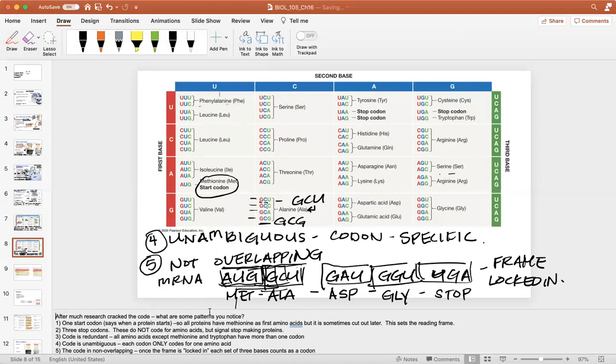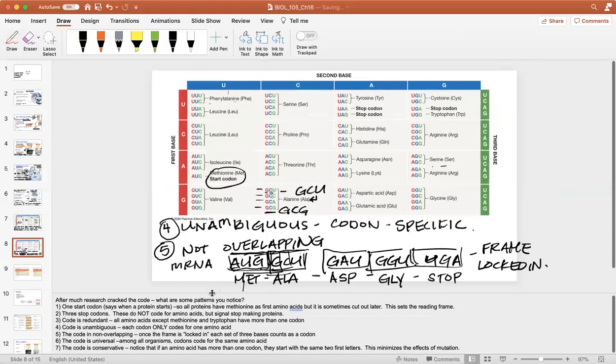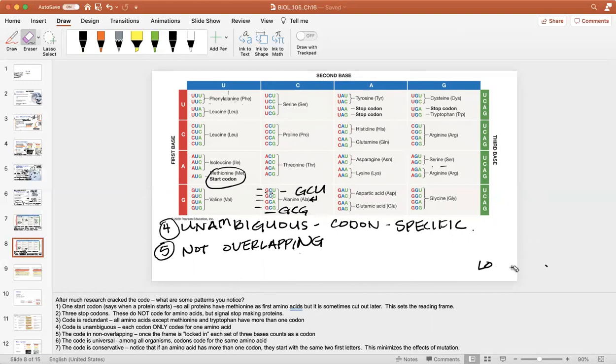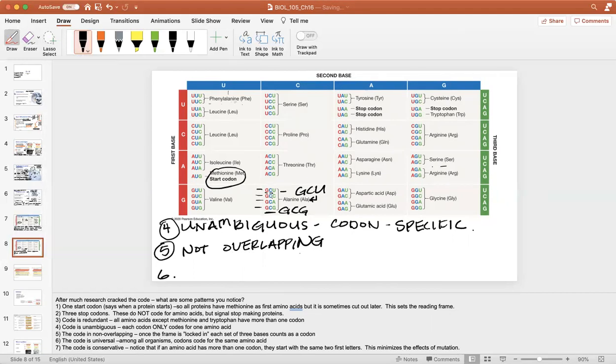Okay, let's see if there's anything else I wanted to tell you guys on here. Okay. The last 2 things, and I'm going to erase just a little bit here because I've made a bit of a mess. The last 2 things that I want you to know about this genetic code, and this is really interesting, and it really is another piece of evidence for life evolving once on the planet. The code is universal.